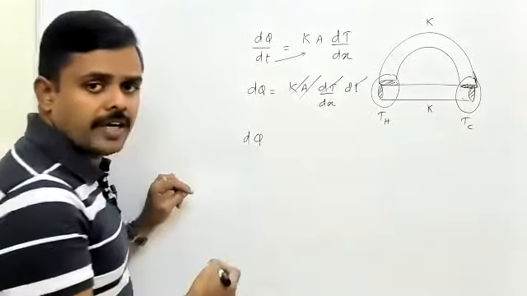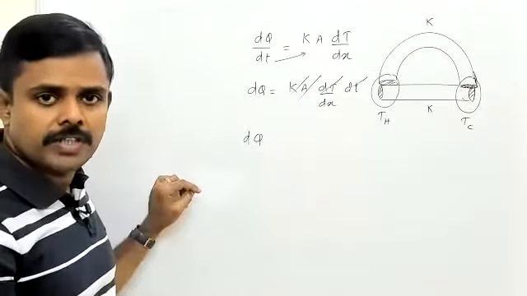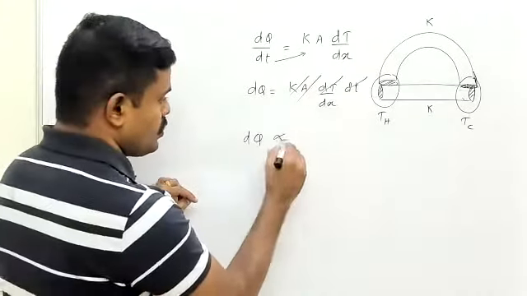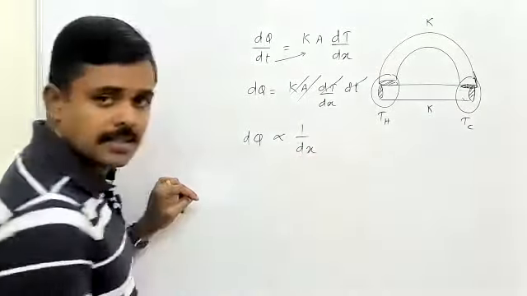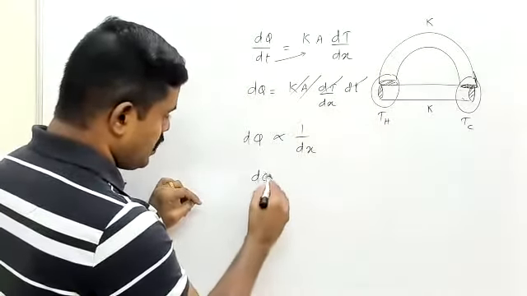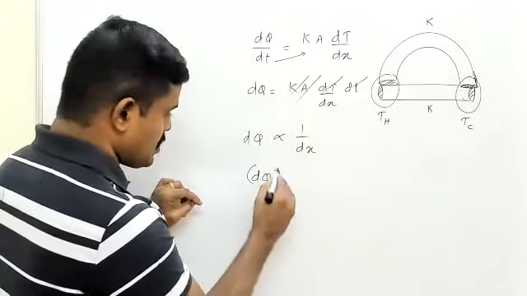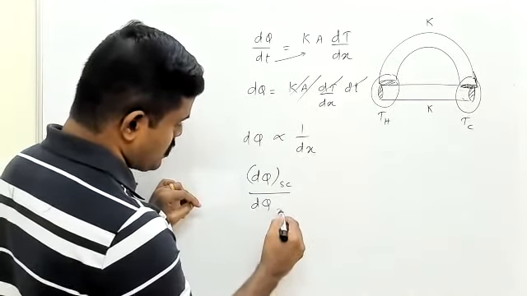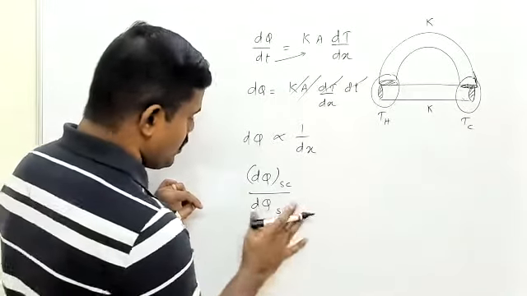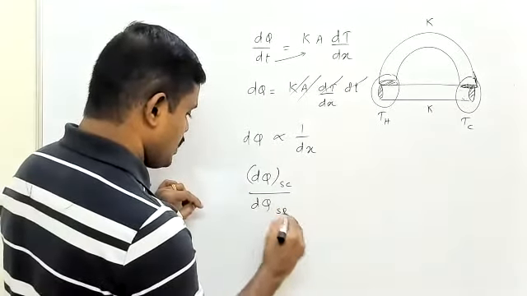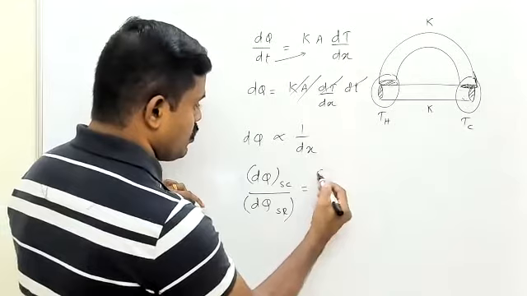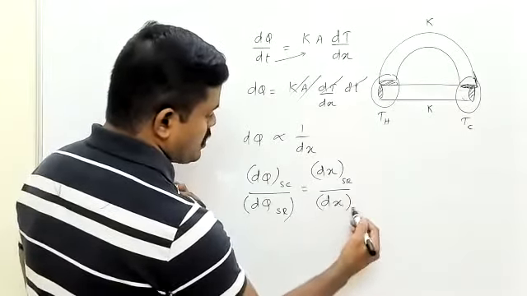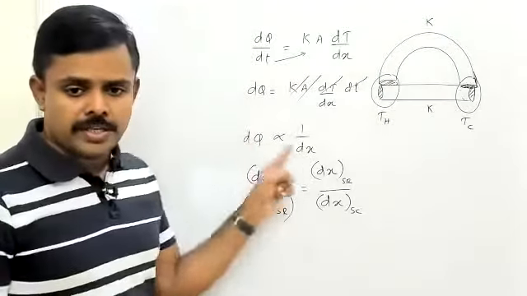Time, they are asking you to find in a given time. Read the last word of the question. In a given time. So time is also same for both. So dQ is proportional to 1 by dx. Or I could say dQ for the semicircular rod by dQ for the straight rod is equal to dx for straight rod by dx for semicircle. They are an inverse ratio, right?